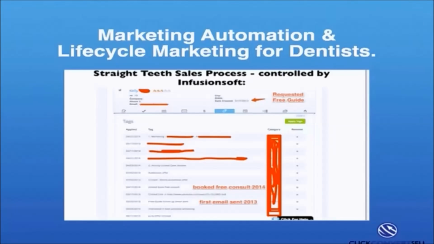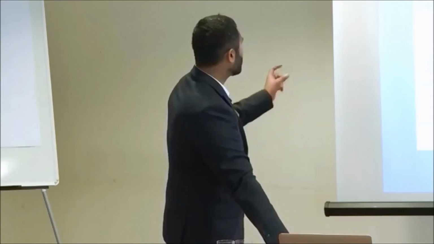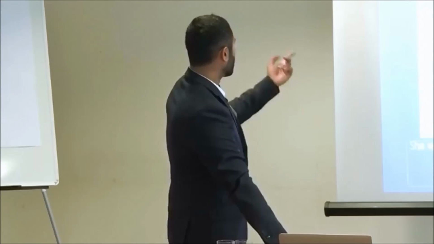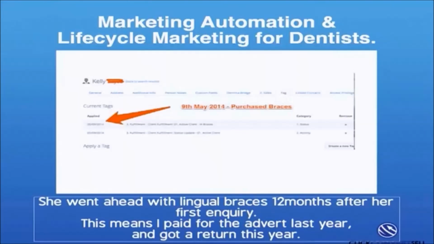This is all the emails from her. So that's 2013, that's May 2014. You can see over time, and even within there, there's like 5 emails, there's 11 emails back and forth at that point there. So it's a long-term relationship. And she's referred her mum, she's now gone for Botox. I mean, there's lots of things that you can do, but you've got to treat every single person as a potential customer in the right way. And that's where she bought. Yeah, so she went ahead with lingual braces 12 months after her first inquiry. So that means I paid for the advert last year and I got a return this year.